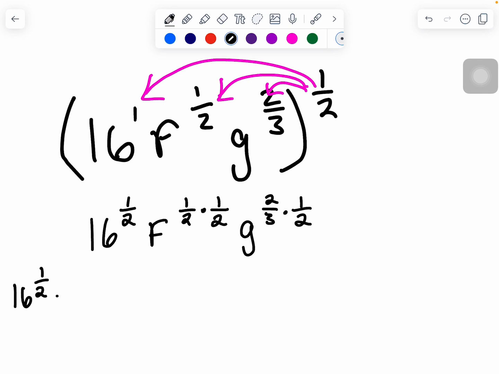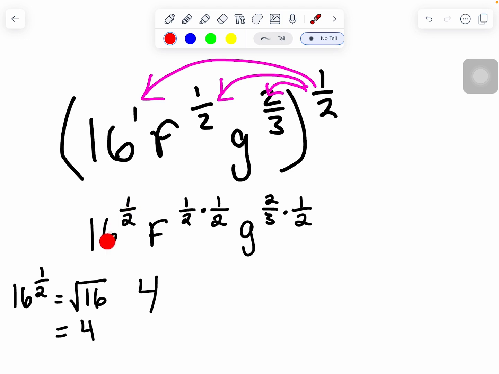16 to the 1/2 is the same as saying the square root of 16. Again, going back to that idea of how we can rewrite rational exponents as a root. This is the same as a square root. We have a 2 for our type of root. So it's just a square root. There's an implied 2 here, and then a power of 1 on the 16. Okay, and we all know the square root of 16 is 4. So our first number here is 4. Again, this is not 16 times 1/2. This is 16 raised to the 1/2. There is a difference.